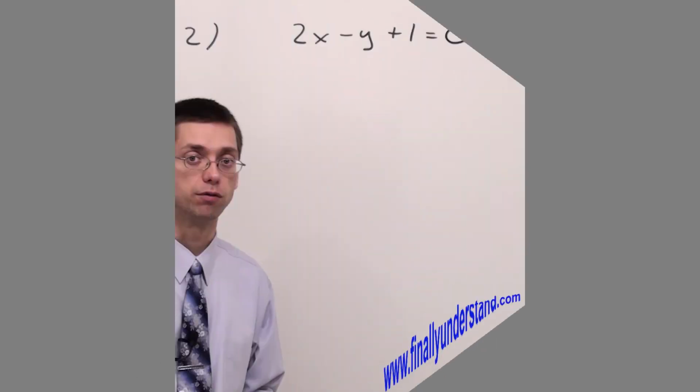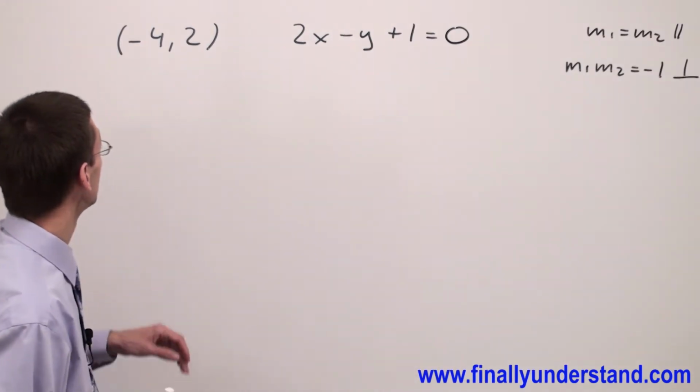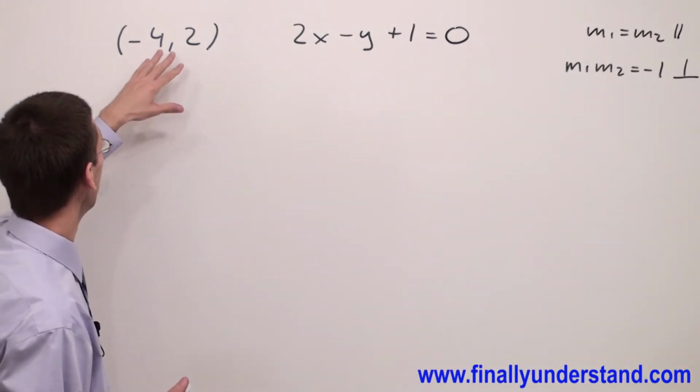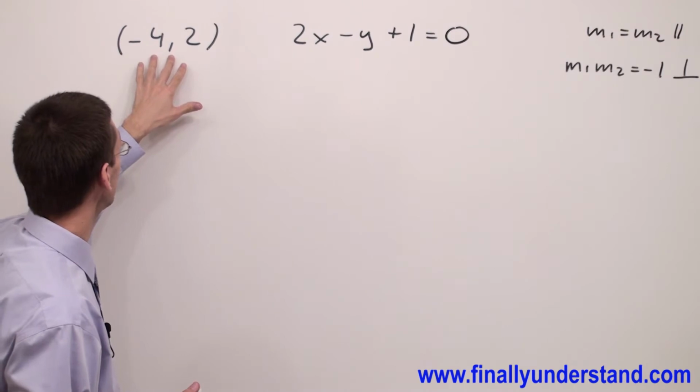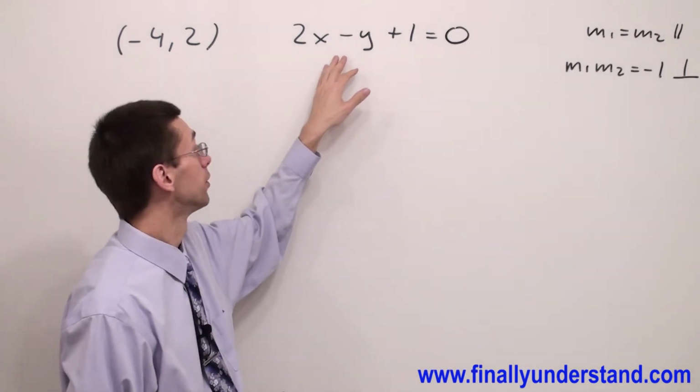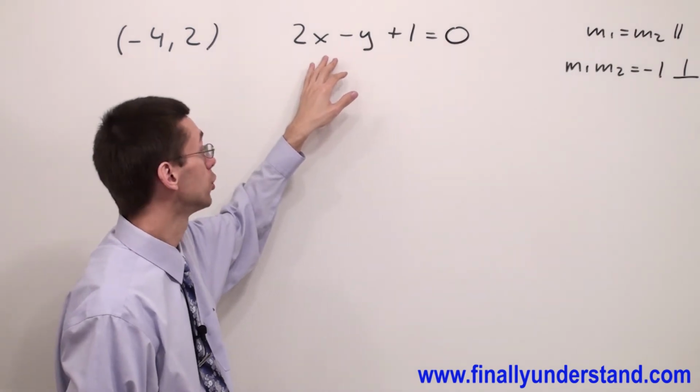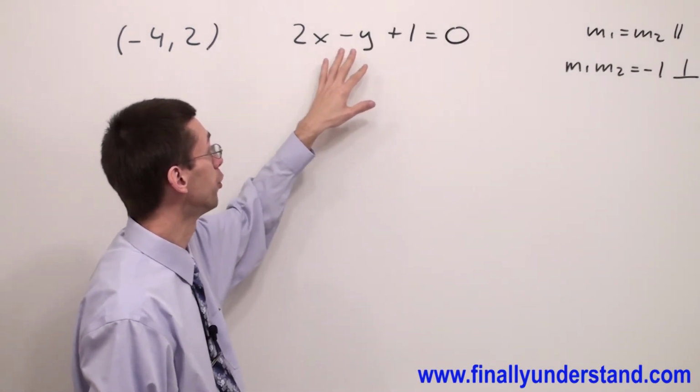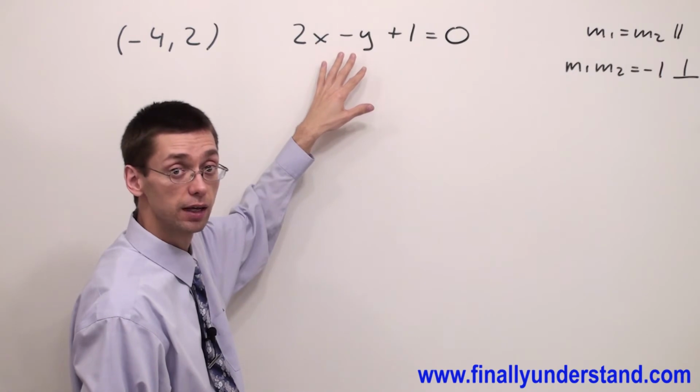This time we're supposed to find the equation of the line which is going to pass by this point, negative 4, 2, and has to be parallel with this line. So in order to do so, we're supposed to find first the slope of this line.